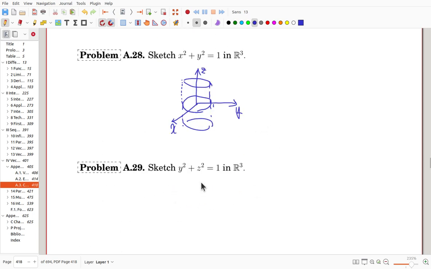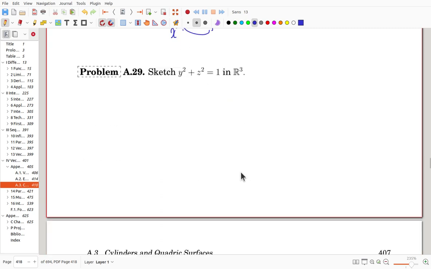Now for this one, for each x, it will make a circle in the y-z plane so that this one is a cylinder in x direction. You can sketch it yourself.